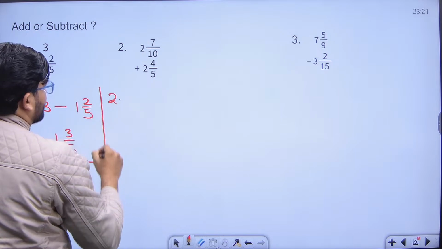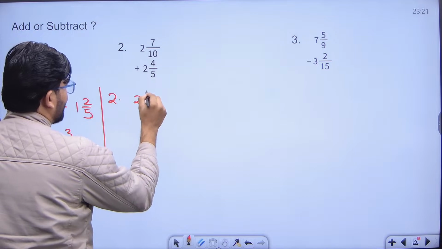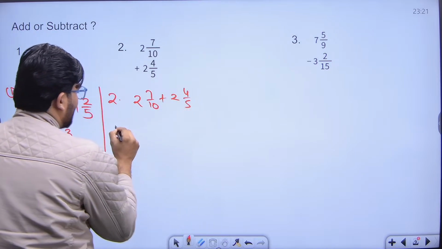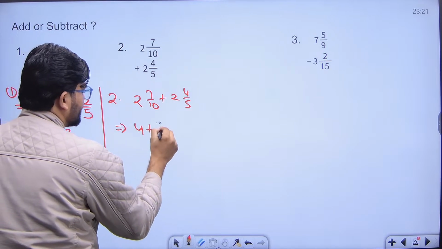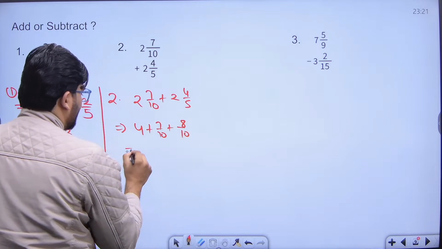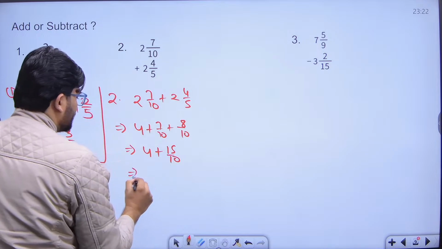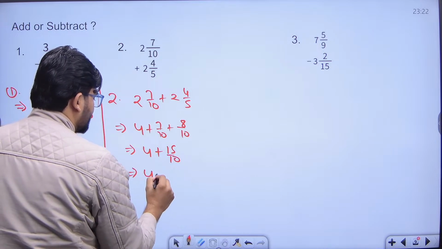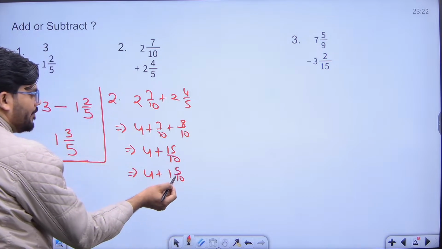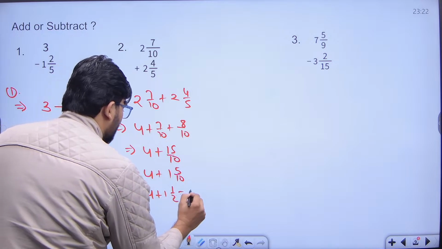Coming to the second part. So we are adding them. So we will write 2 plus 2 is how much? So 2 7/10 plus 2 4/5. It can be looked at as 4 plus 7/10 plus 8/10. So it can be looked at as 4 plus 15/10. Now this 15/10 can be written as 1 5/10, and 1 5/10 means it is 1/2, so that means 4 plus 1 1/2. So the right answer is going to be 5 1/2.